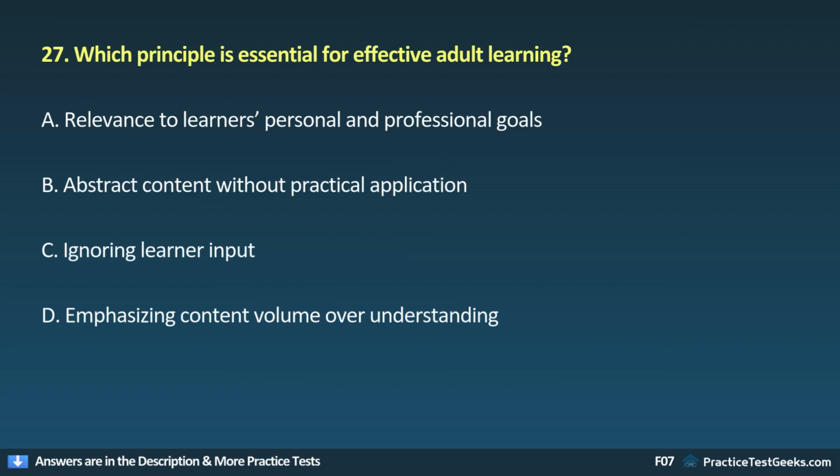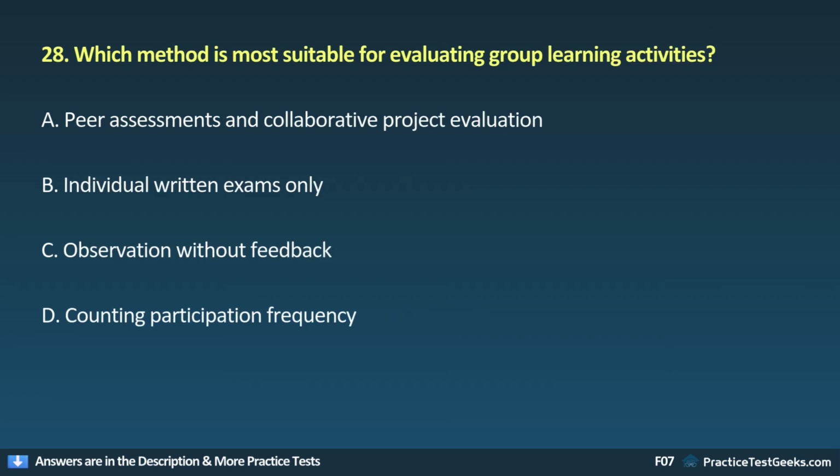27. Which principle is essential for effective adult learning? A. Relevance to learners' personal and professional goals. B. Abstract content without practical application. C. Ignoring learner input. D. Emphasizing content volume over understanding.